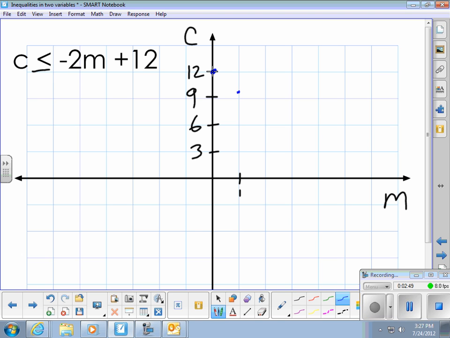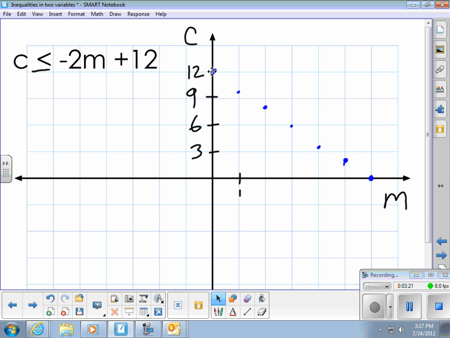Down 2 to 8 and over 1. Oops. That'll be more like that, closer to 9. Down 2 from 8 would be 6 and over 1. Down 2 from 6 would be 4. Down 2 from that would be 2. More like that. And down 2 from that would be 0.